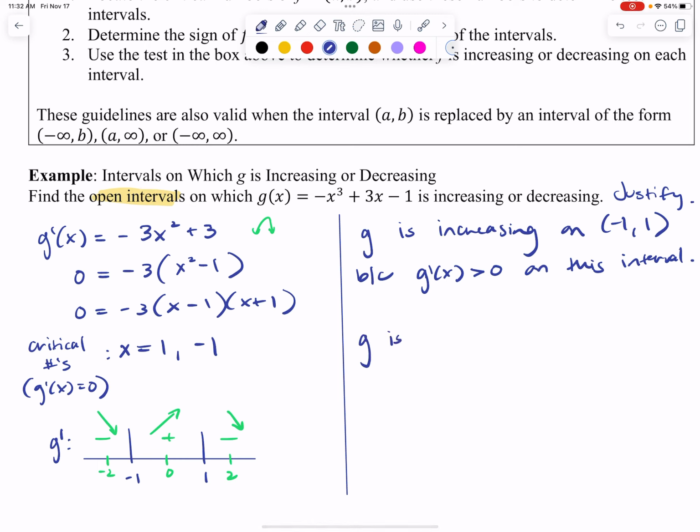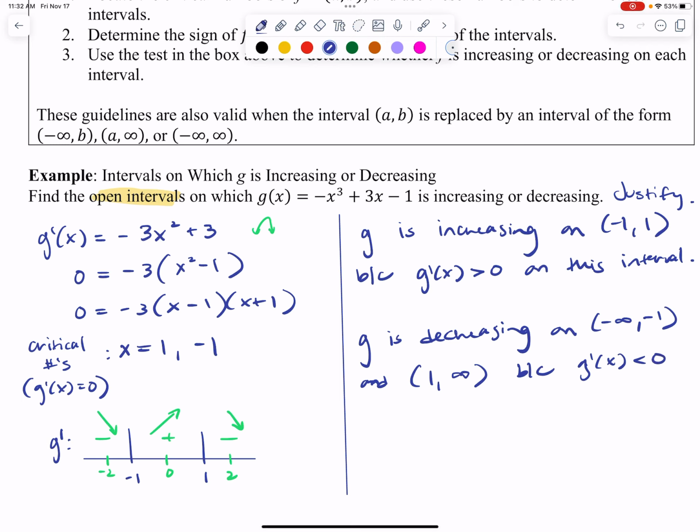And then we can say G is decreasing on -infinity to -1, and don't use unions or intersections. Intersection would be incorrect here because that would actually be an empty set. But it's decreasing on the interval from -infinity to -1 and the interval from 1 to infinity because G prime is less than 0 on these intervals.